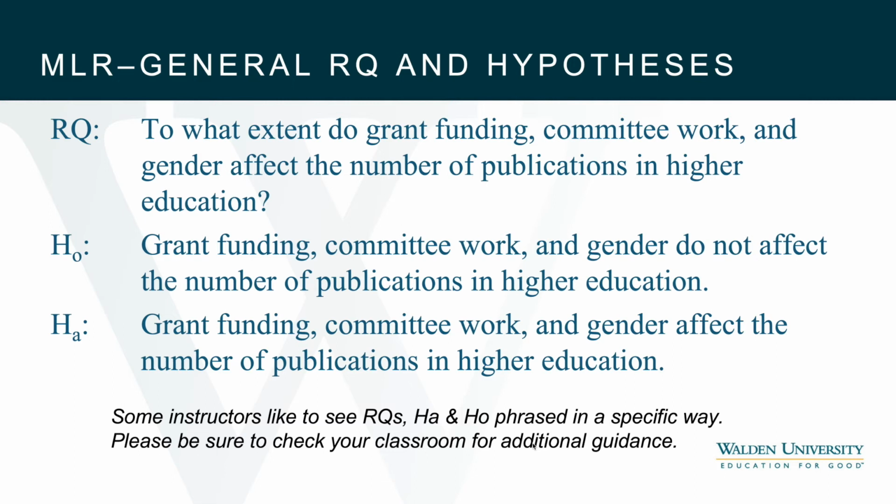You can see here that I have 3 independent variables in this research question: grant funding, committee work, and gender. I'm asking to what extent the combination of those 3 variables affect the number of publications. That research question has been translated into a null hypothesis and an alternative hypothesis, and of course it is the null hypothesis that I will be testing in SPSS.